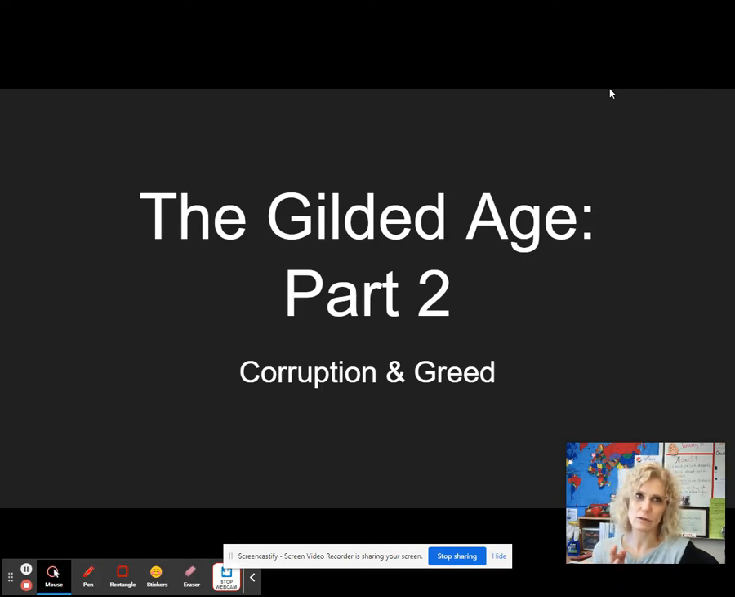Remember that the term gilded means covered with gold. Mark Twain came up with this term to describe this period of history, which is about the Civil War through the early 1900s, as gilded simply because everything looked great and shiny from the outside, but it was full of corruption and greed and poverty on the inside. And so, hence, we have the Gilded Age as a nickname for this time period.